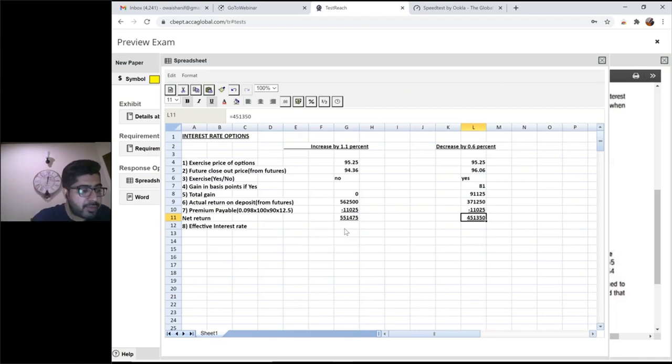And you can find the effective rate by the net divided by amount into 12/5. So the effective interest rates of both options are 4.01%, and here the effective rate is 4.9%.